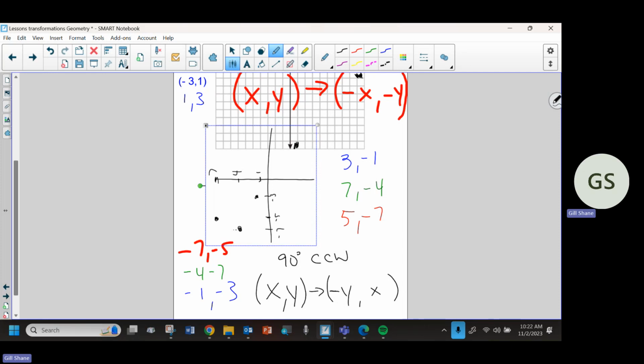You're just going to reflect that, draw in the y-axis really dark, and then go from that point W, count toward the y-axis, the line of reflection, and then keep counting the same distance to the other side. And that's where the point will go for your reflection. So again, some of them only have one point. It's the same thing we did when we did a shape, we did it one point at a time.